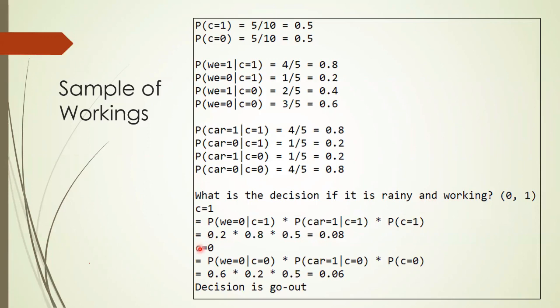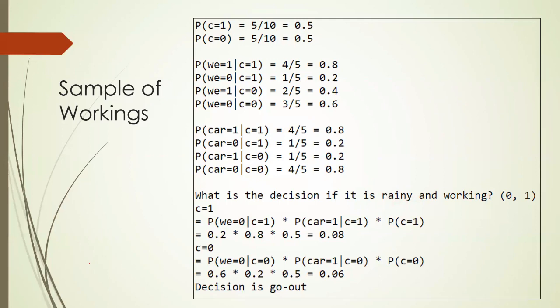Okay, and if it is not going out, I get this data, weather 0 given C0, which is 3 over 5, 0.6, so 0.6 here. Car 1 given C0. As you can see how I choose, right? It must be the same here, because we want to make sure it is rainy for weather.